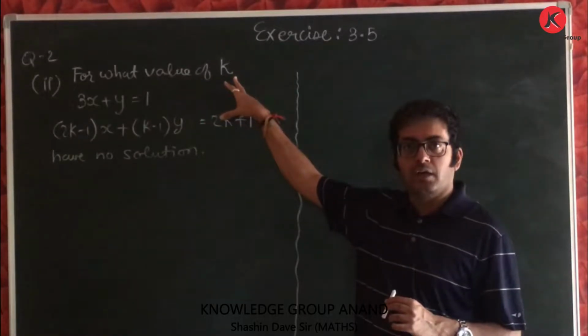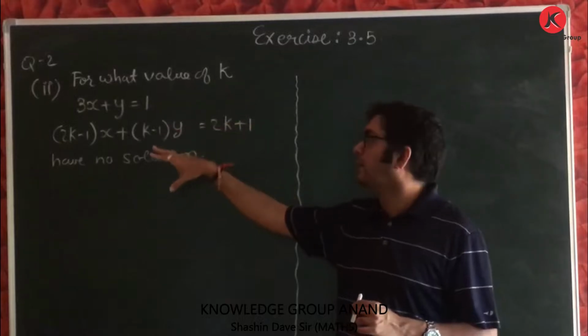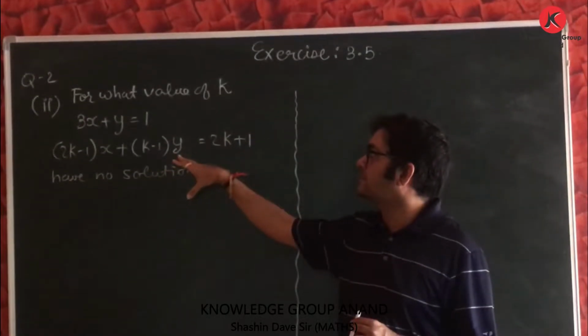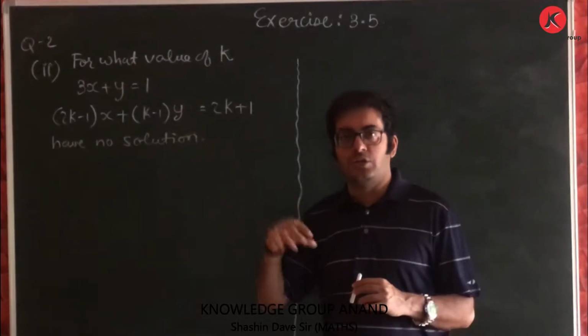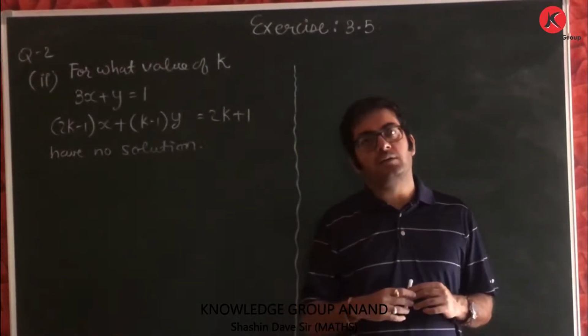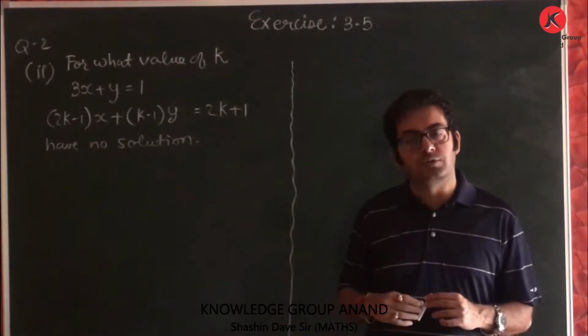Now, today we are going to solve exercise 3.5, question 2, sub question 2, in which you need to find the value of k for which the given pair of equations, that is 3x plus y is equal to 1 and (2k minus 1) into x plus (k minus 1) into y is equal to 2k plus 1, does not have any solution. So just like we did in the previous sum, we will take the condition for no solutions.